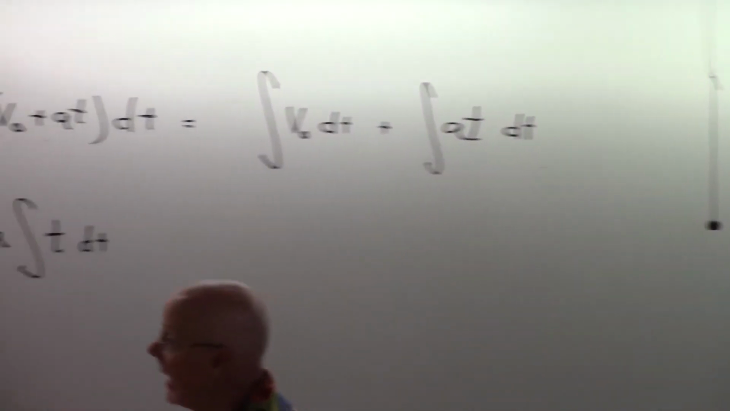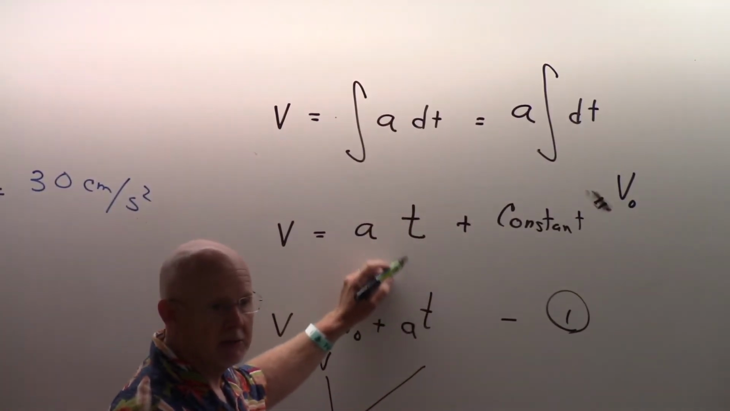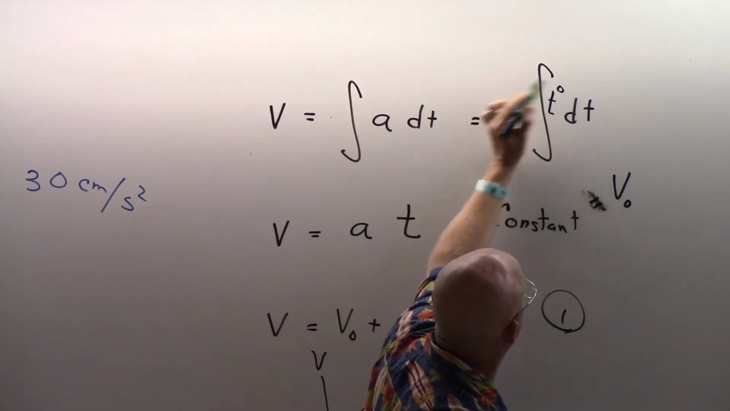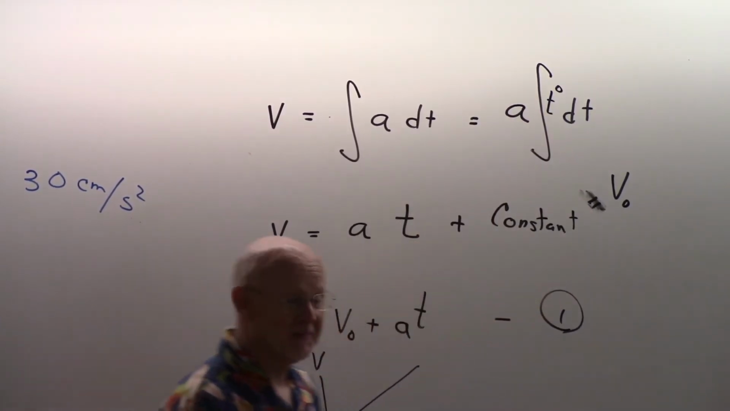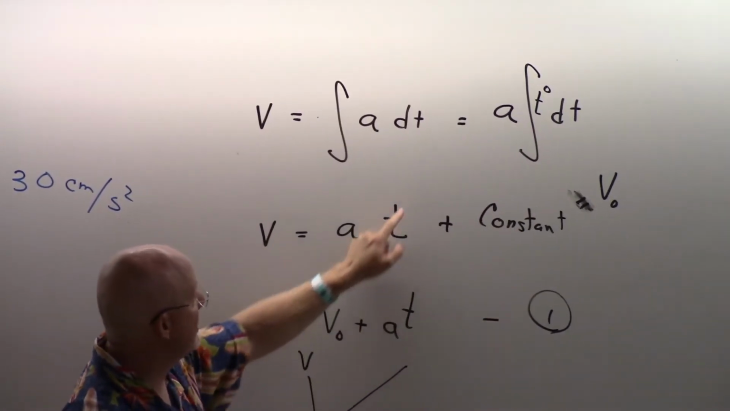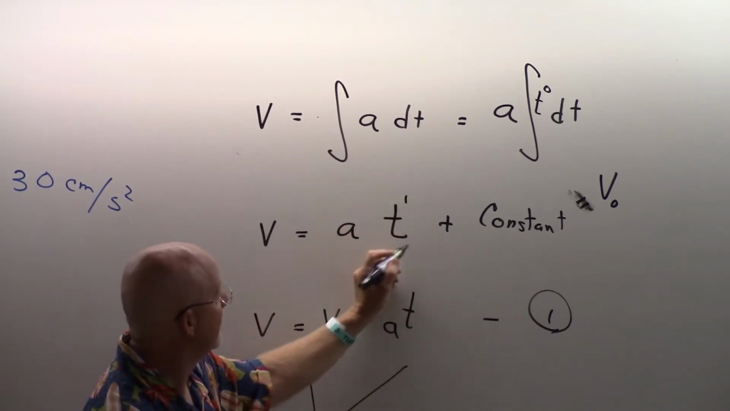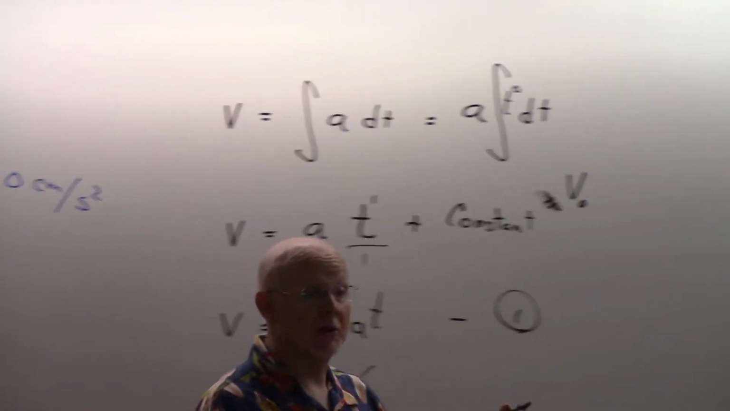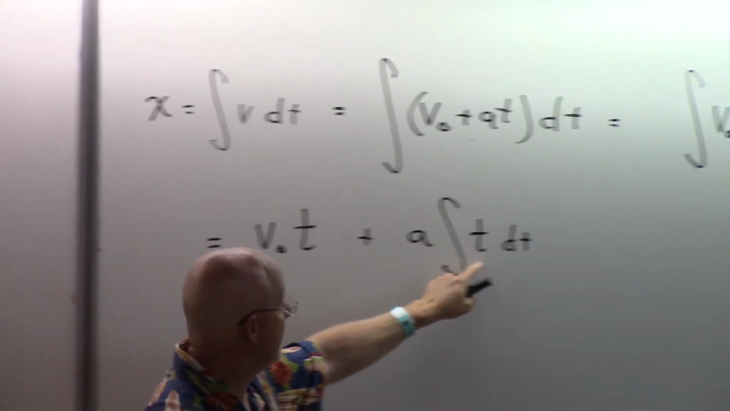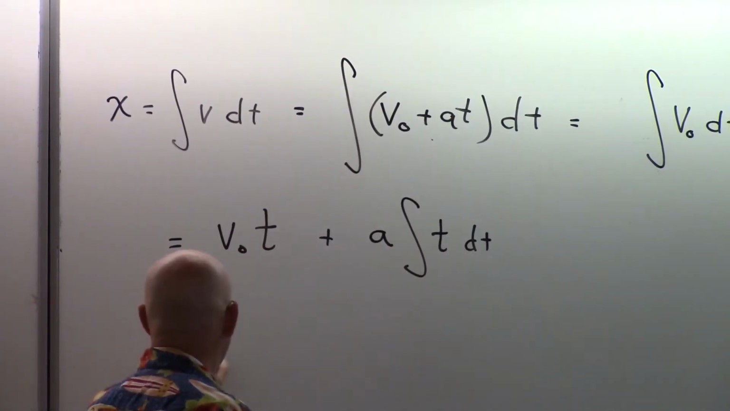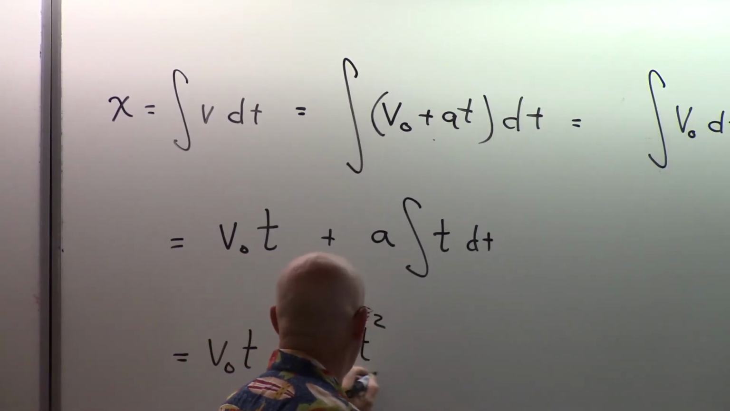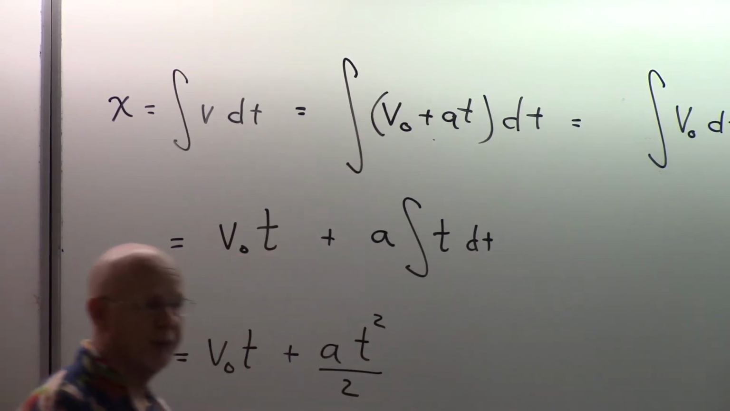Now, technically, I actually did that back here, but it was so easy I didn't mention it, because technically this was t to the 0 power. So then it became t to the 1 power divided by 1. This one's a little more advanced. What would this become then? So this would become t squared over 2.